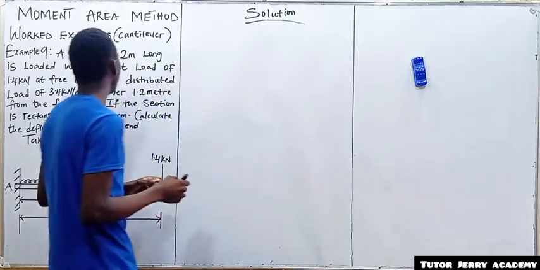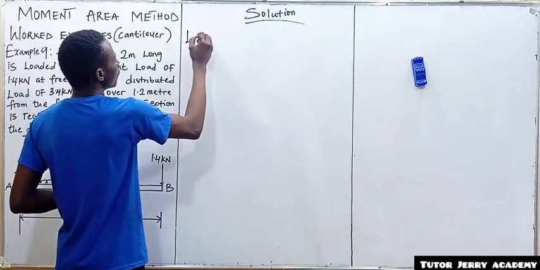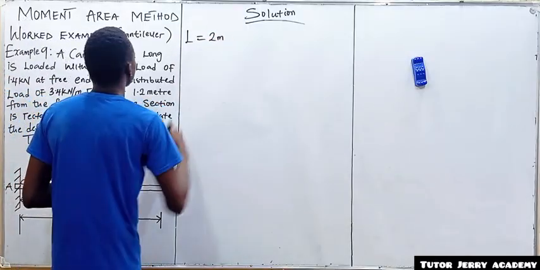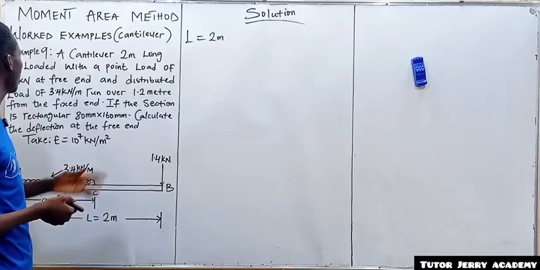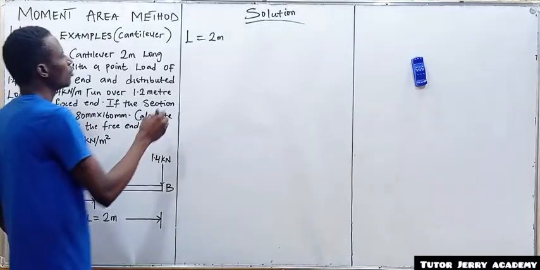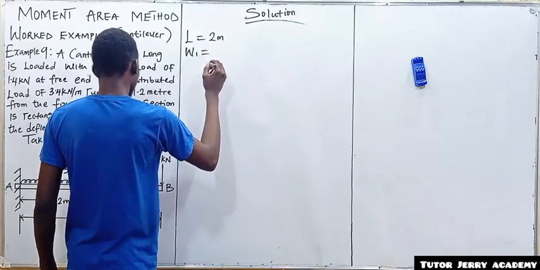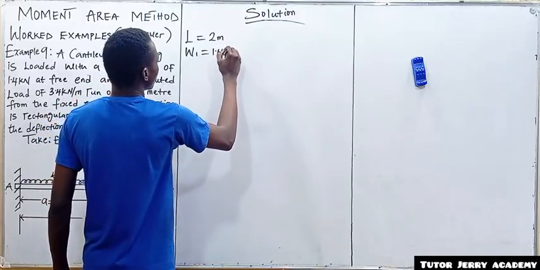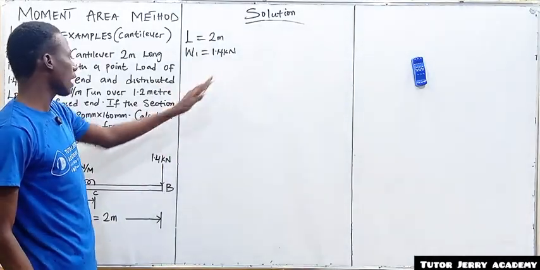So we have solution. Now we have a length of 2 meters. Total length of the beam is equal to 2 meters. We also have a point load at the free end. Let's call it W1, equals to 1.4 kilonewton. This is the point load at the free end.